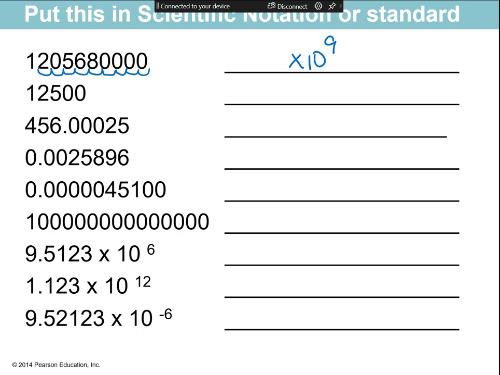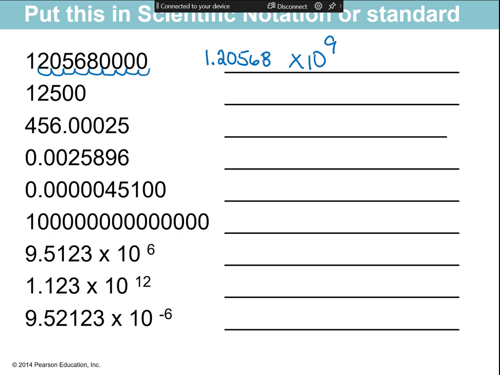Now, the only other thing you've got to worry about is which of these digits do you put down in front? It would be 1.2. Is that 0, next 0, significant? Yes, because it's in between. What about the 5? Yep. What about the 6? Yep. And the 8? Yes. But those other zeros, there's no decimal place, so those other zeros all fall off. So you only show significant figures in that.